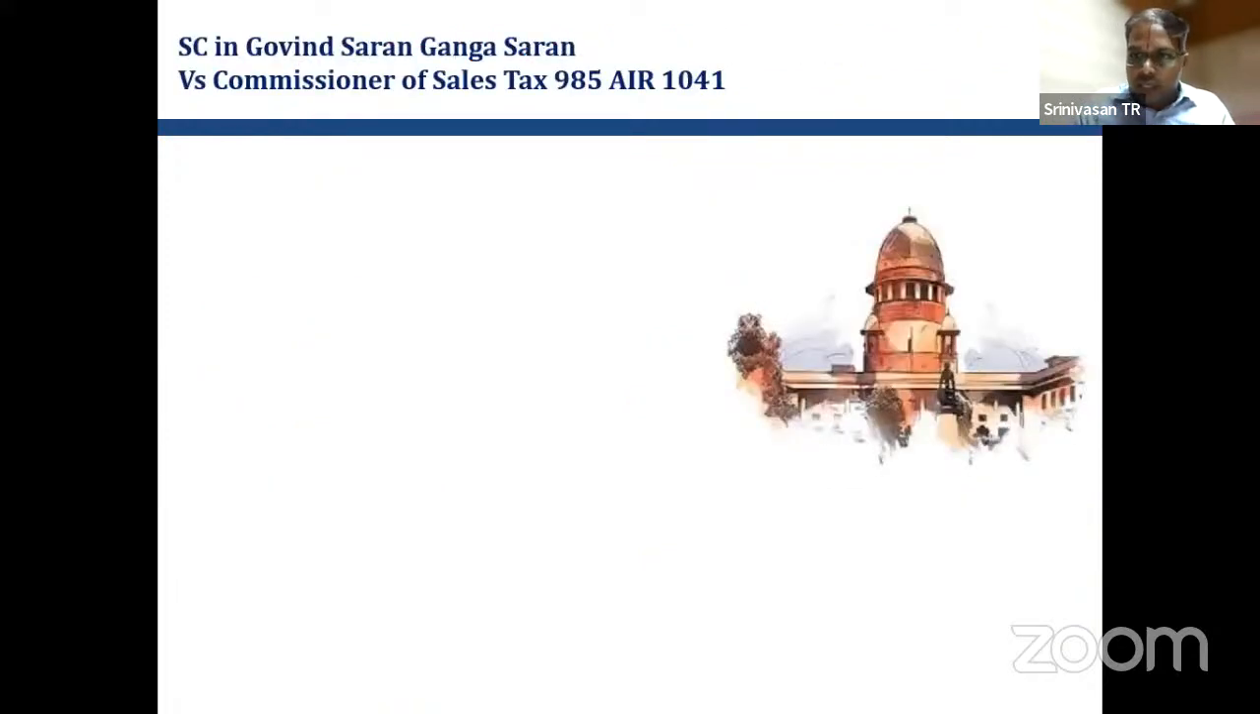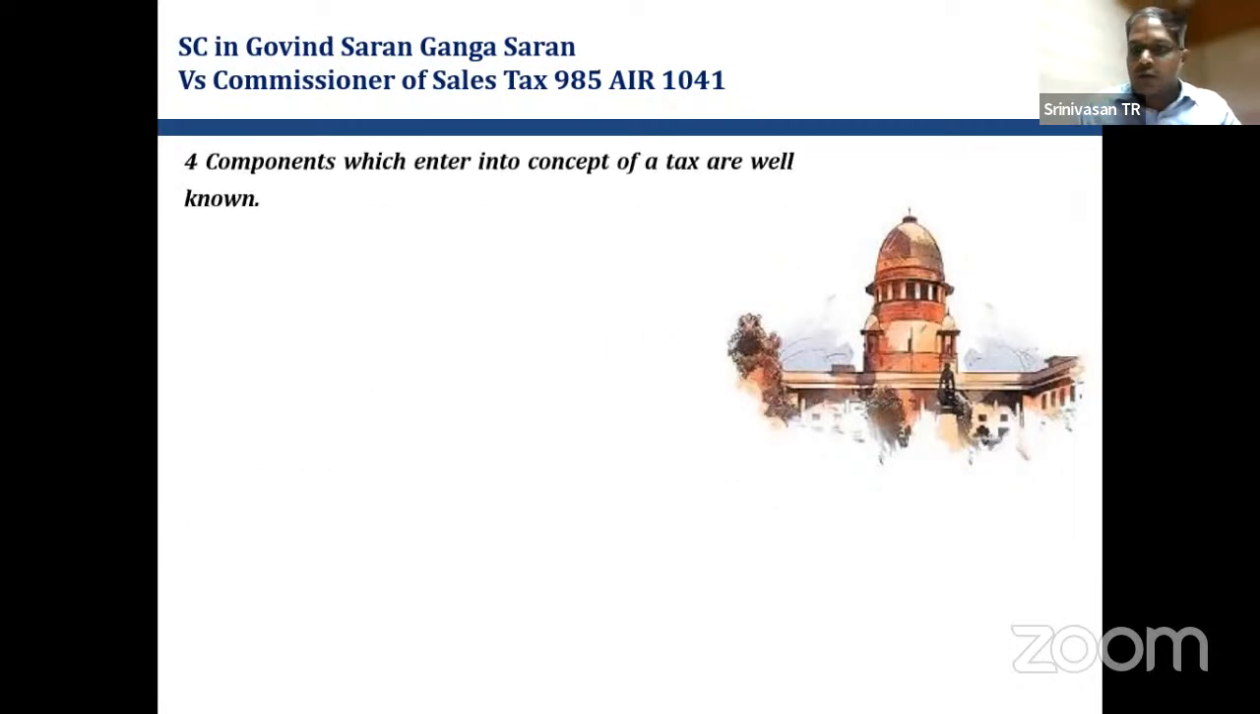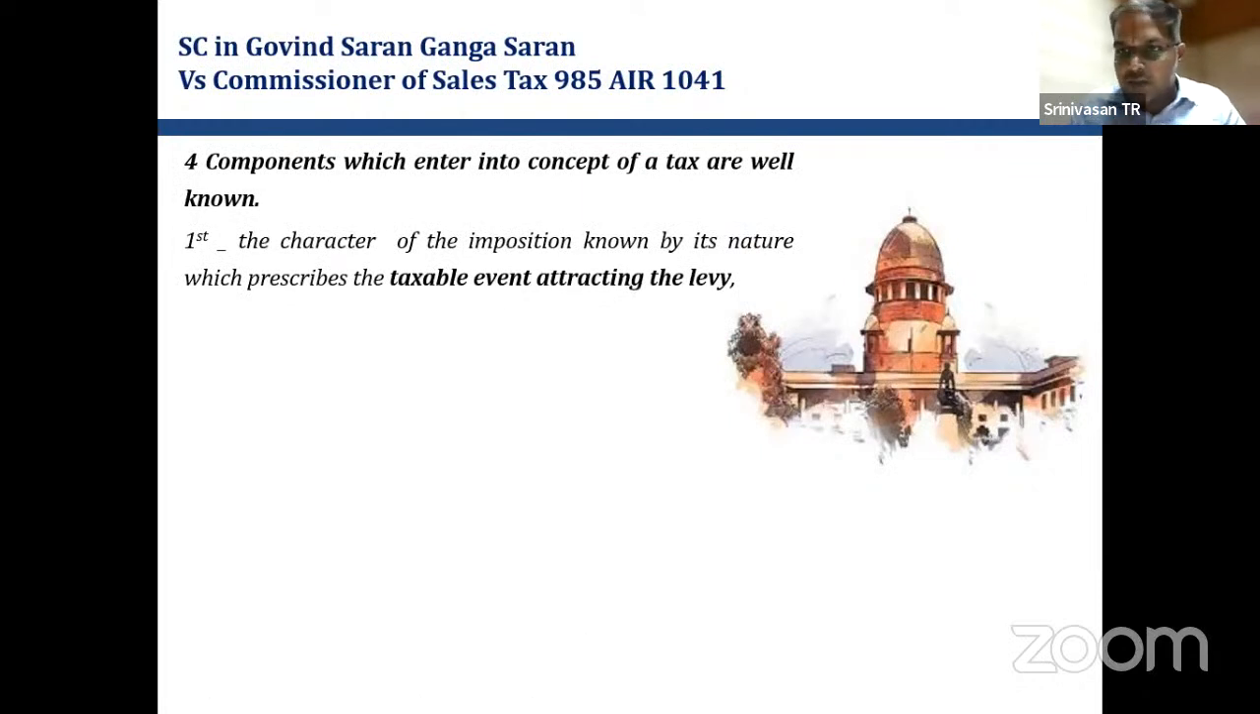Right now, most of you are aware that we have to have 4 ingredients to levy the tax. That is from the popular judgment in Govind and Gangashan. So there are 4 ingredients to have a valid tax levy.